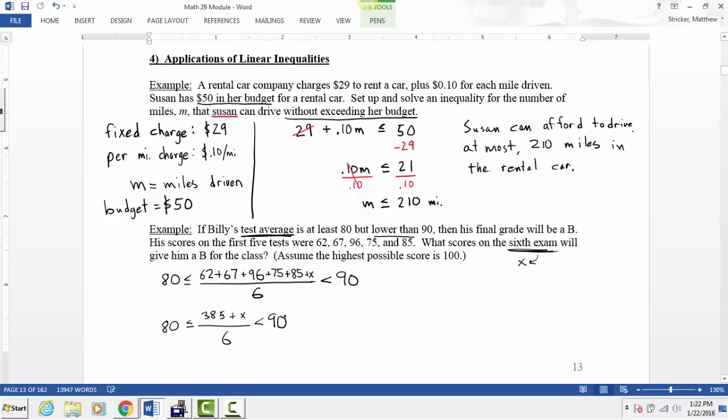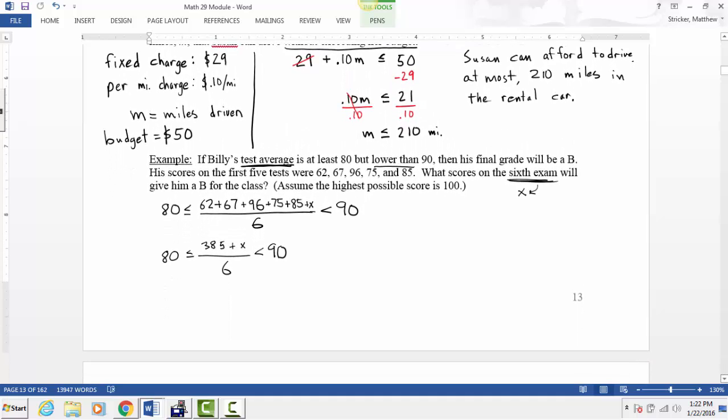Now, we just solved one like this a little while ago. We want to get the x by itself in the middle, remember? So the first thing we want to do to solve this inequality is, well, we got to get rid of this 6. So the way we're going to do that is we're going to multiply by 6 over 1 here, and by 6 on each part. So when we do that, nice thing is those 6's cancel in the middle. So in the middle, we're left with 385 plus x. But on the outside, 6 times 80, that's 480. And on the right side, 90 times 6, that's 540.